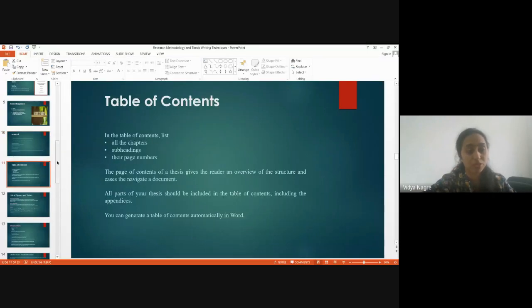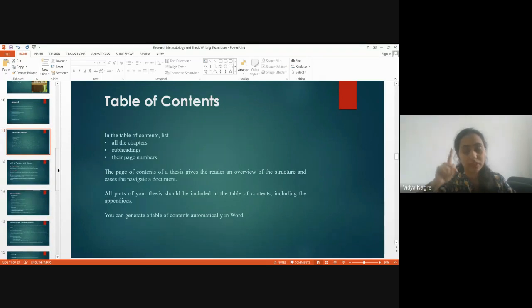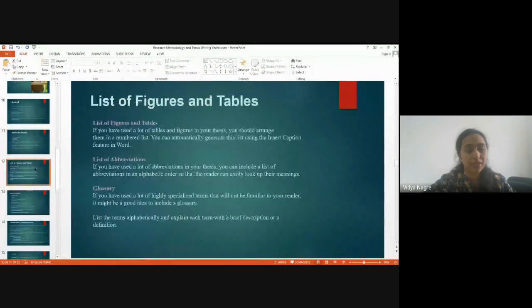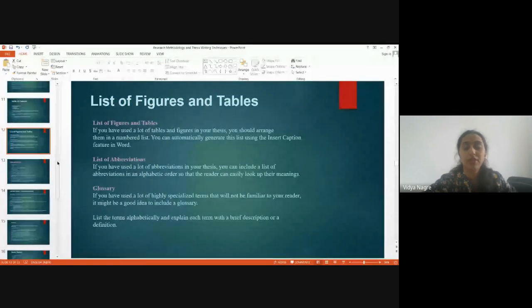Table of contents usually have list of all the things included in your thesis, including all the chapters, subheadings, their page numbers. Okay. Then comes list of figures and tables. If you are using figures and tables, give a list of it. Some people use abbreviations. Write abbreviations, give full forms.